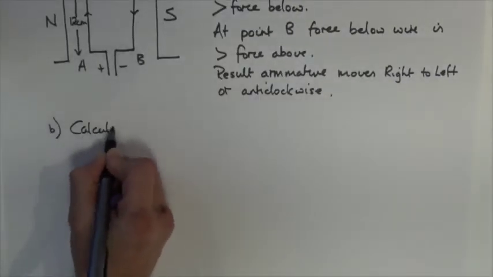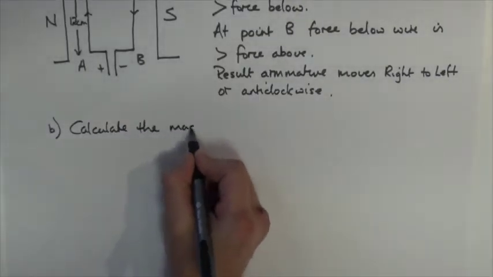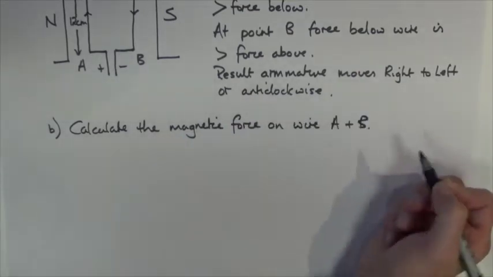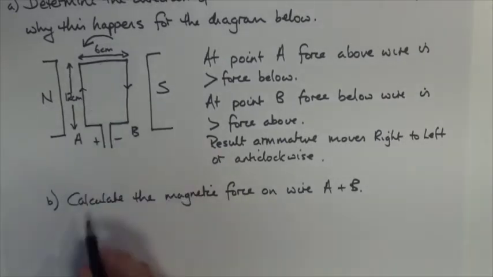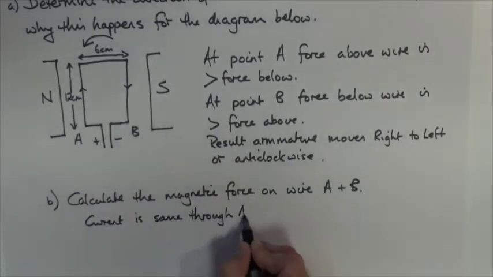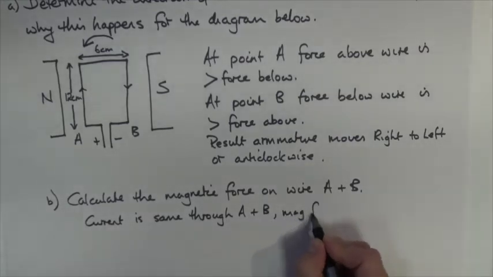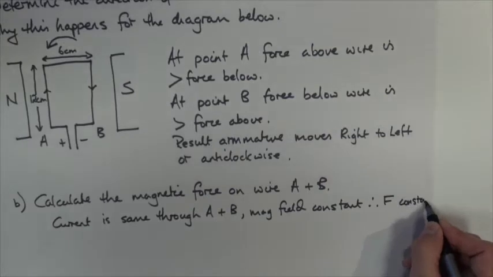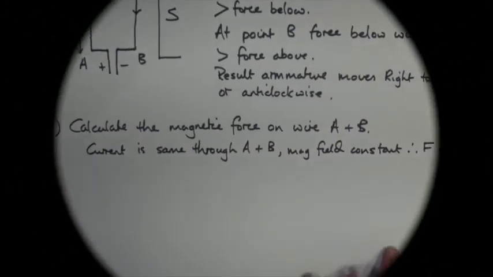Okay, let's look at question B. Using the same setup, we're going to calculate the magnetic force which is applied on wire A and B. The first thing we need to know is that the current in both A and B are identical. Also, the magnetic field is identical. So therefore, the force is going to be constant on both sides. Let's see how we can solve this problem.